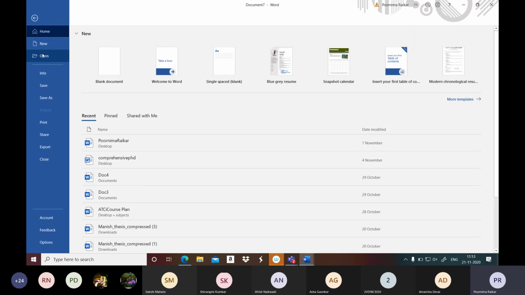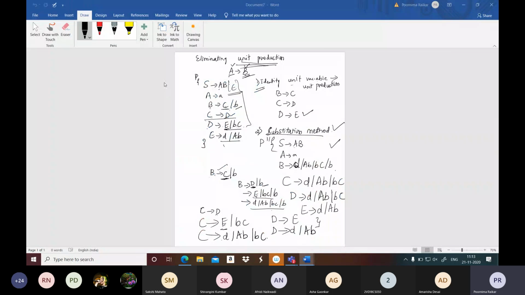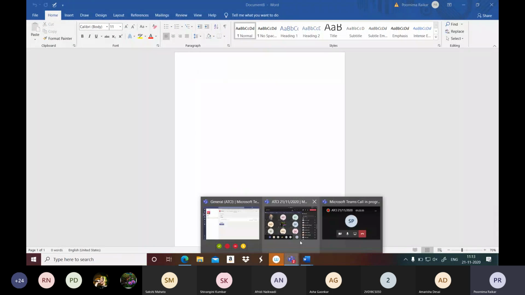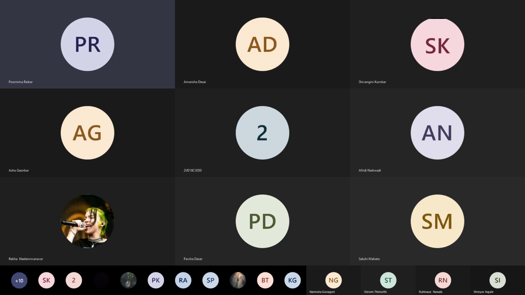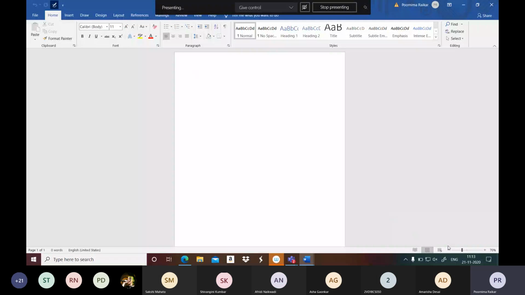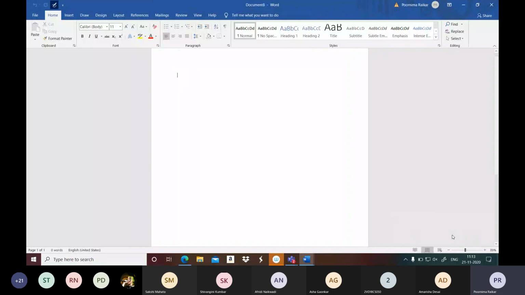So we'll take another example for unit production elimination. So I'll just take another example for unit production elimination. So eliminate unit production. So S with A0B.